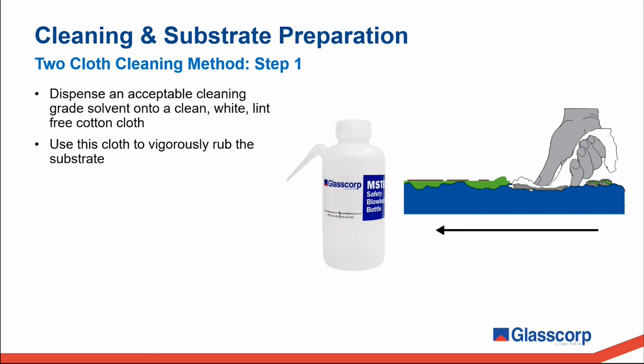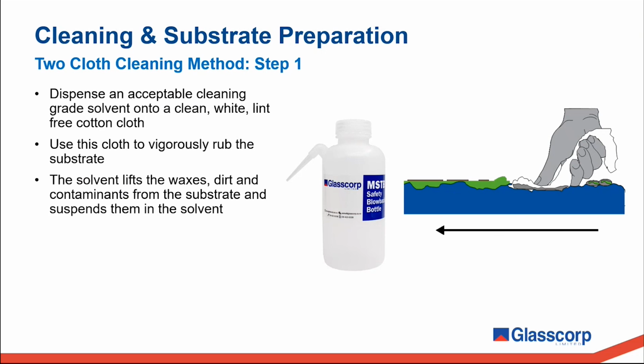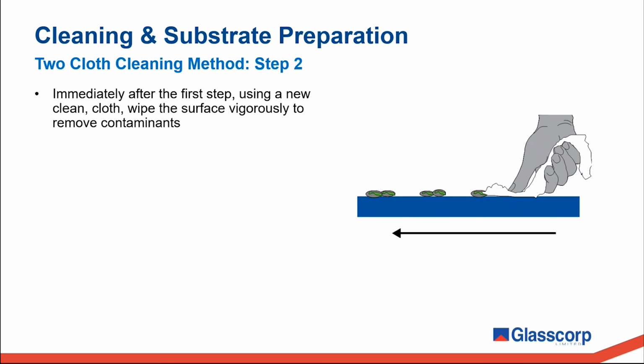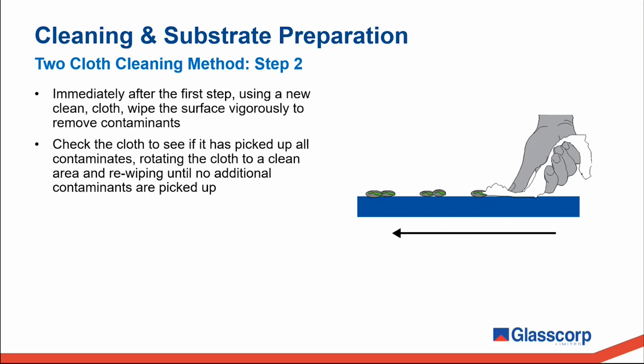Use this cloth to vigorously rub the substrate. The solvent will lift any waxes, dirt, and contaminants from the substrate, which will then be held in suspension. The second cloth is used to remove suspended contaminants from the substrate. So immediately after the first step, using a new clean cloth, wipe the surface vigorously to remove contaminants. Check the cloth to see if it's picked up all the contaminants, continuously rotating the cloth and wiping down the surface until no remnants are left.